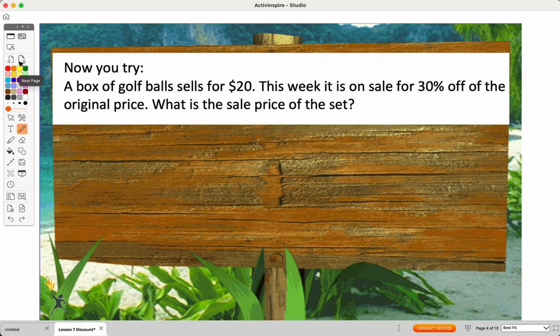Okay, all right, now let's take a look. I want you guys to try this one. The box of golf balls normally sells for $20. This week it's on sale for 30% off of the original price. What is the sales price of the set?